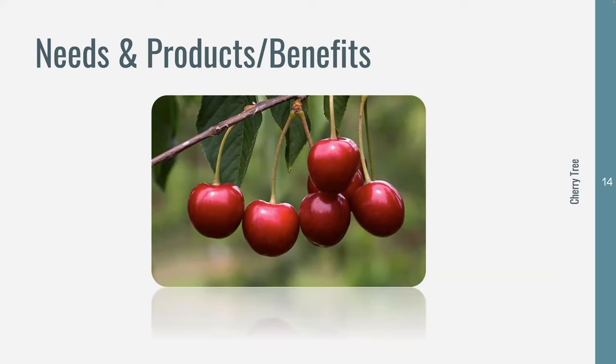And then what does it produce? It provides fruit. It provides a wind block. It provides oxygen for us, so helps improve our air. It draws down greenhouse gases as a perennial plant. And so there's all of these benefits that we see that the fruit tree is producing.